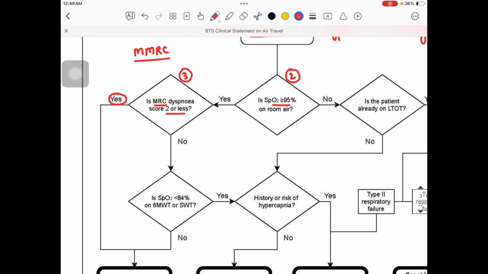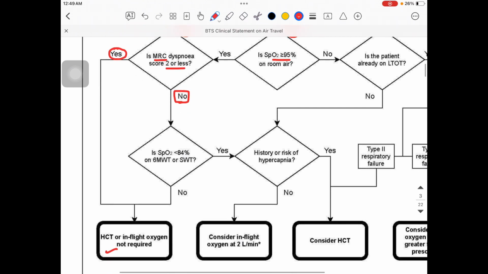In case the MMRC score is not 2 or less, but rather 3 or 4, then in this person we shall be looking for the 6-minute walk test or the shuttle walk test. Again, I will talk about these tests in a separate video, don't worry. I will be discussing all these topics in detail in separate videos, so just stay tuned to the channel. So here we will do the 6-minute walk test or shuttle walk test.